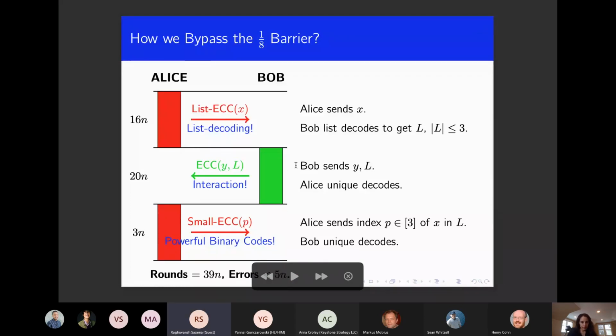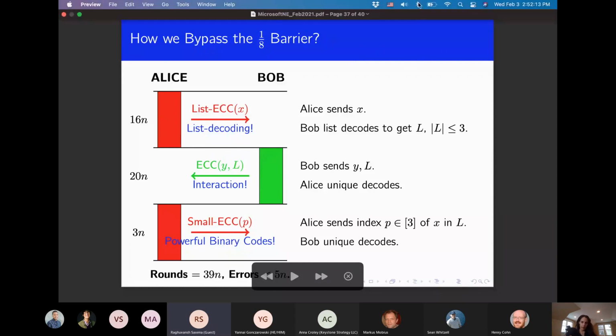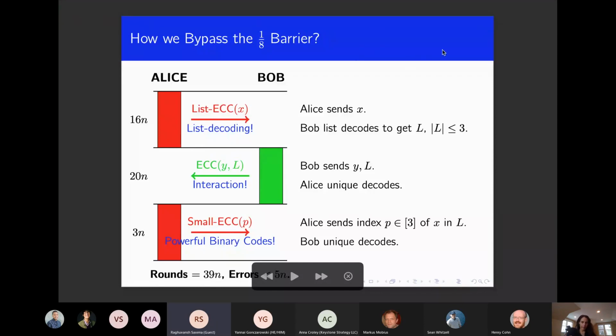So this is how we get around each of these three barriers, and you can see these three things need to really work together for this protocol to work. Bob needs to list decode so that he can send something to Alice. Alice needs to hear something from Bob so that she can compute an index P. And this list needs to be sized very small, some constant, so that she can use a powerful binary code and she does not run into the asymptotic lower bound that is at 1/4. So that is it. That's how you beat 1/8 for binary.